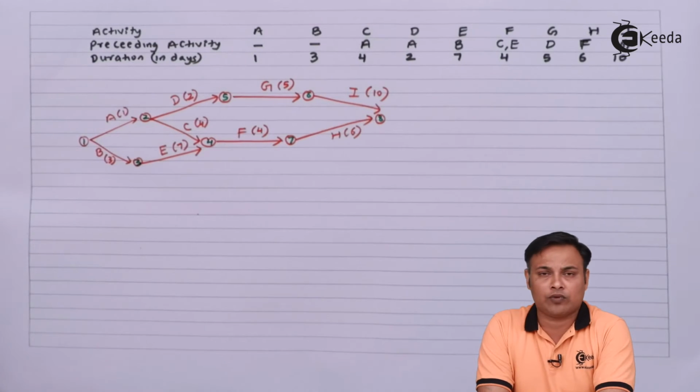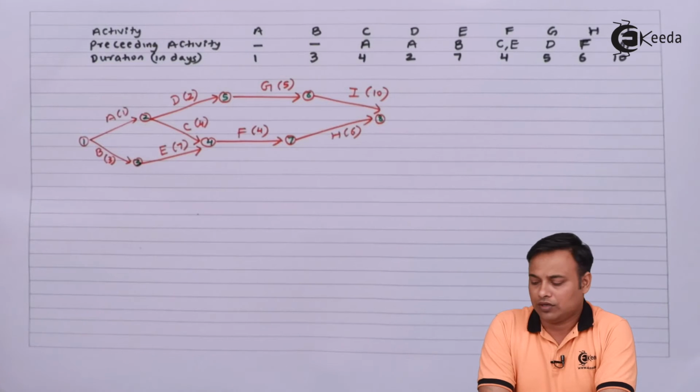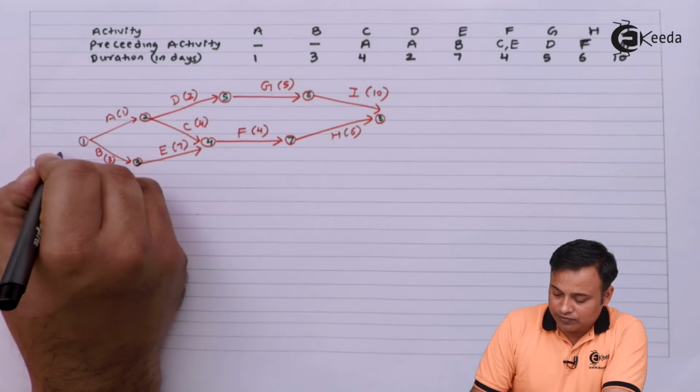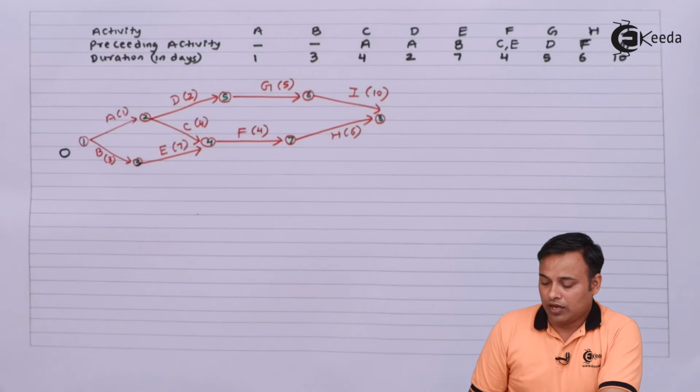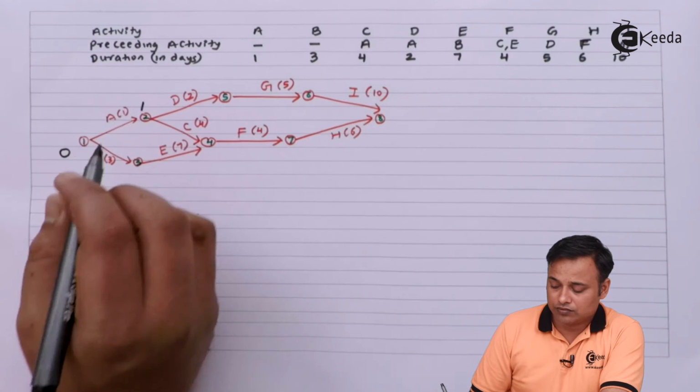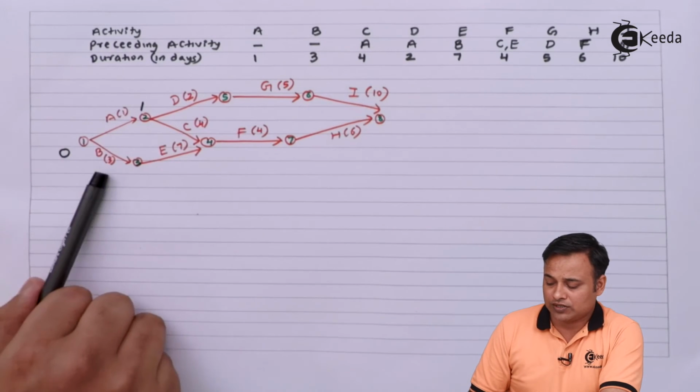Now we'll go for the forward calculation and the backward calculations. This is perhaps the biggest network diagram we are doing right now, where we are going for the forward calculation first. Let's start with the forward calculations. I'll start with the 0. So here comes my 0. I'll go from 1 to 2, it will be 0 plus 1. 1 to 3, it will be 0 plus 3.